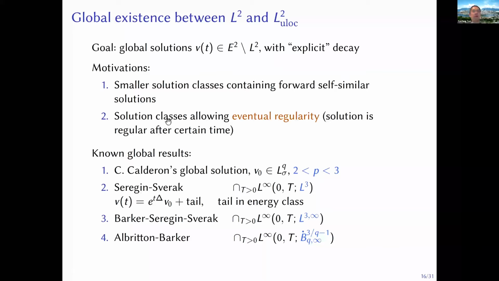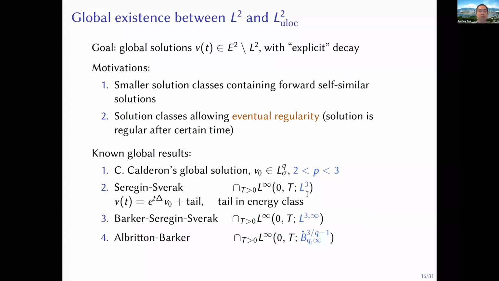So regularity means that the solution is regular after a certain time. I will say more about this in part four, but this is the idea. The solution is regular after a certain time. And so the non-global result. The first one is the Cardinal result in LQ, Q between two and three. And the second result is by Seregin and Sverak. So it's not done everything in L3, but this is large data.